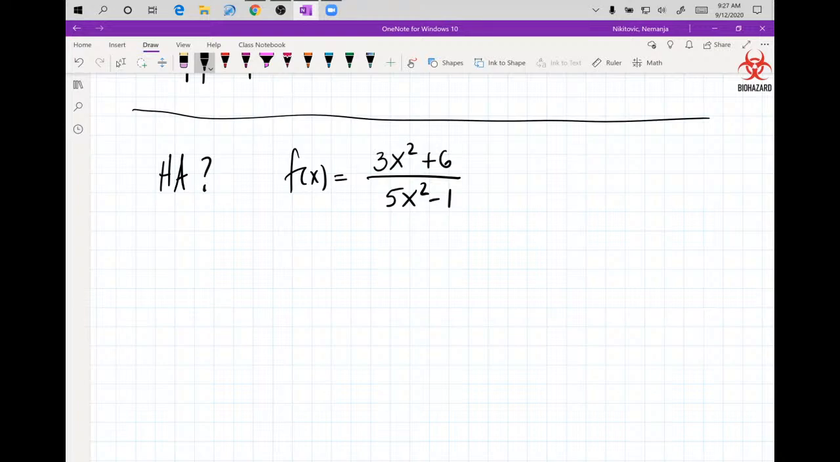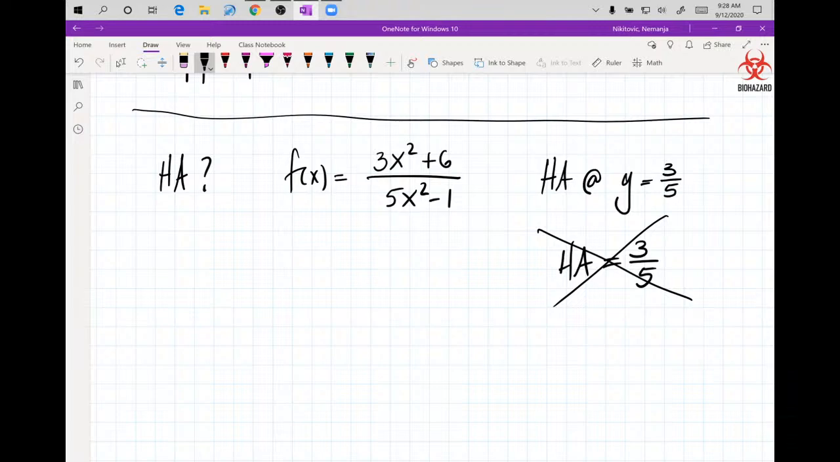And I just say perfect. Yes. If you know those rules for rational functions, you can use that rule and just say horizontal asymptote y equals 3/5, and you're done.